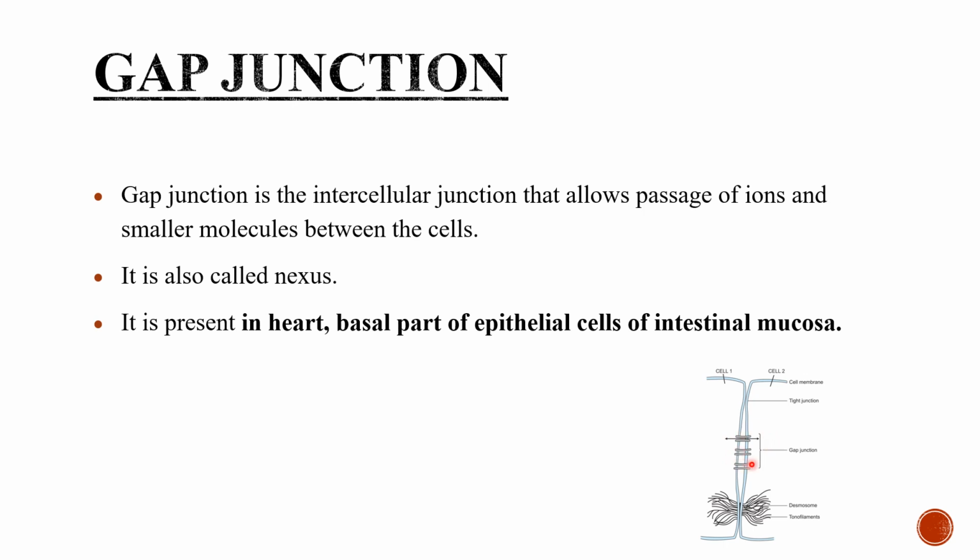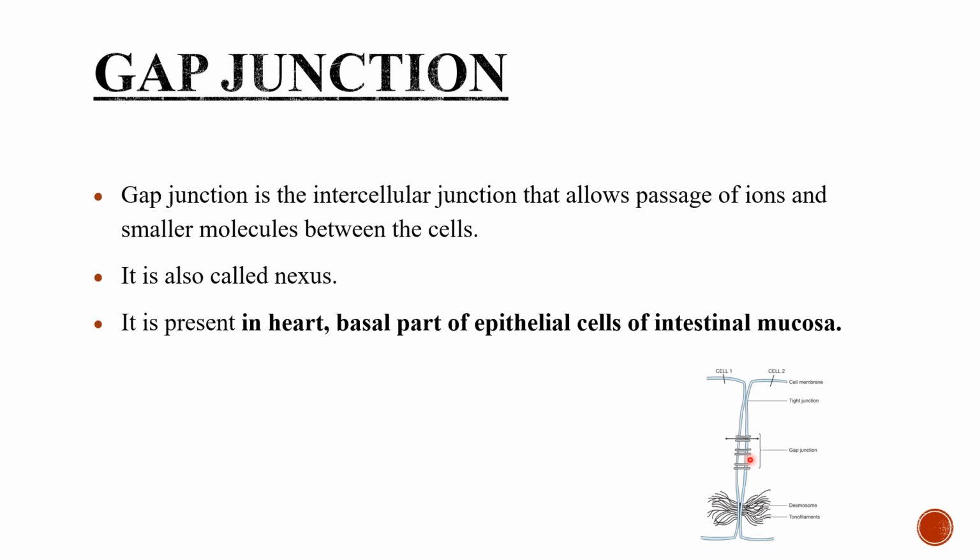These gap junctions are abundantly present in the cardiac muscle as well as in the smooth muscle. What is the significance of these gap junctions in the cardiac muscle? They help in the rapid propagation of action potential from one cell to the other cell, so that the cardiac muscle can contract as a single unit. That is the very important significance of the gap junctions present in the cardiac muscle.